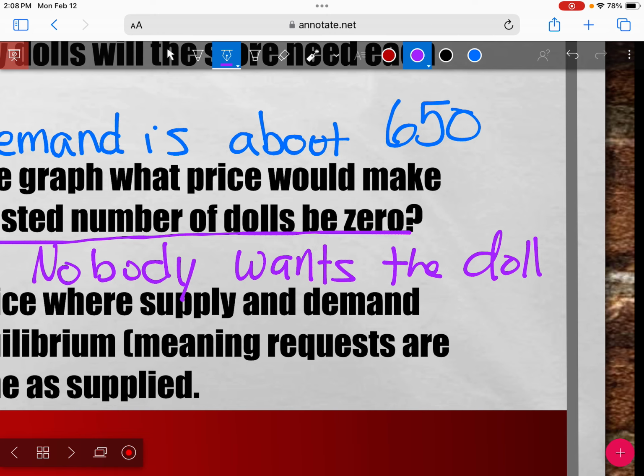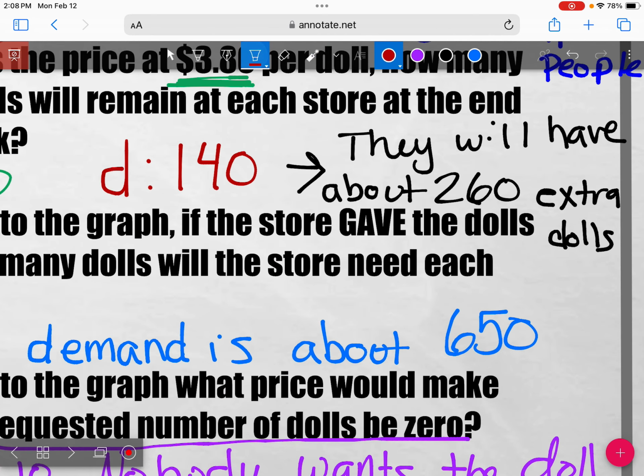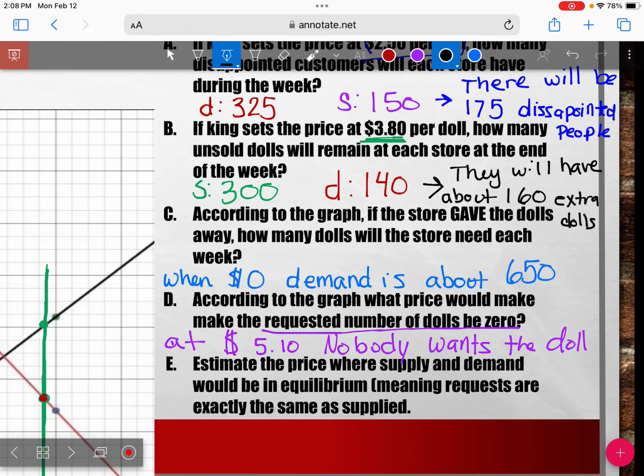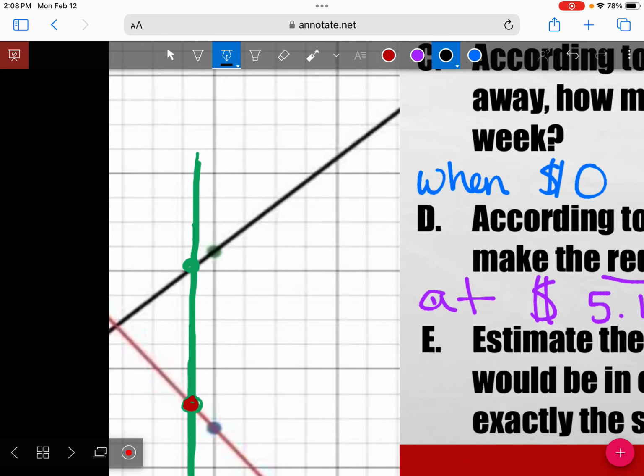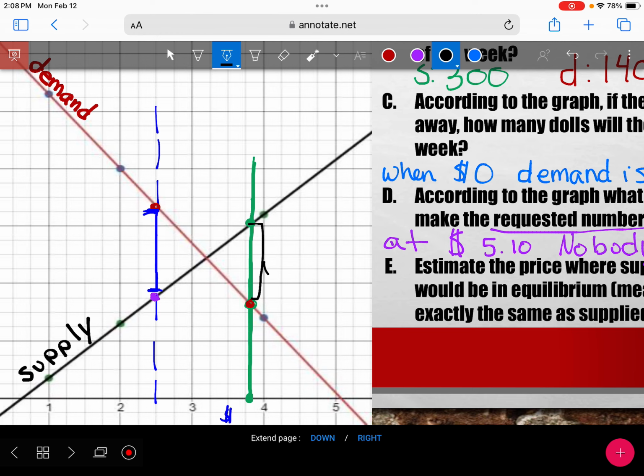So then what we're going to do is we're going to look for that sweet spot. We want that perfection. 264 B. We took the difference between our supply and our demand. Yes, it would be 160. Yep, 160. It was the difference between our supply and our demand here. 160.